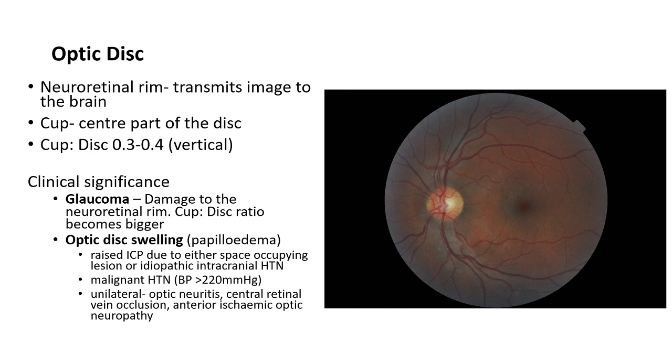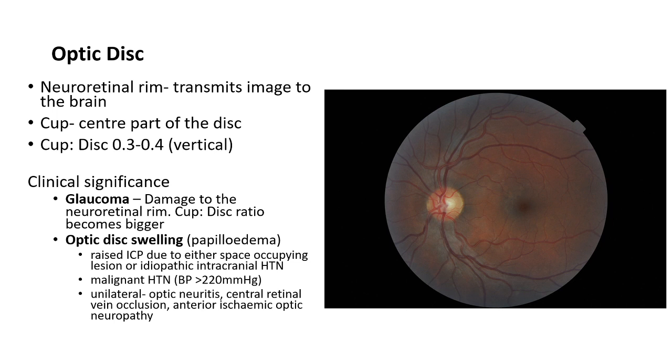Glaucoma is an important disease associated with the optic nerve. In glaucoma, the cup gets bigger as the neuroretinal rim gets damaged. Thus, the cup-to-disc ratio becomes bigger.